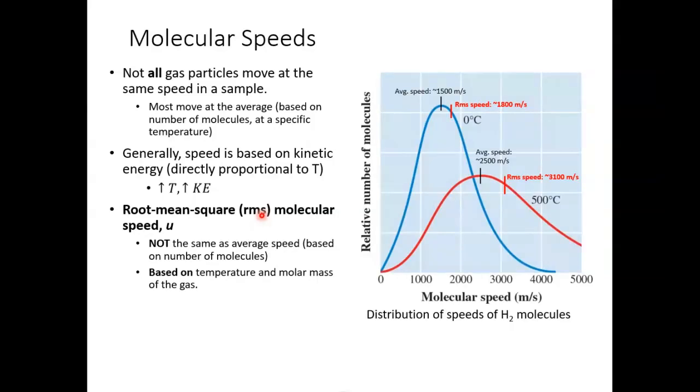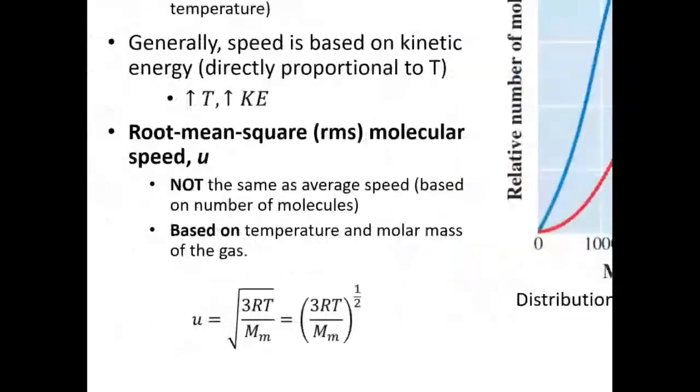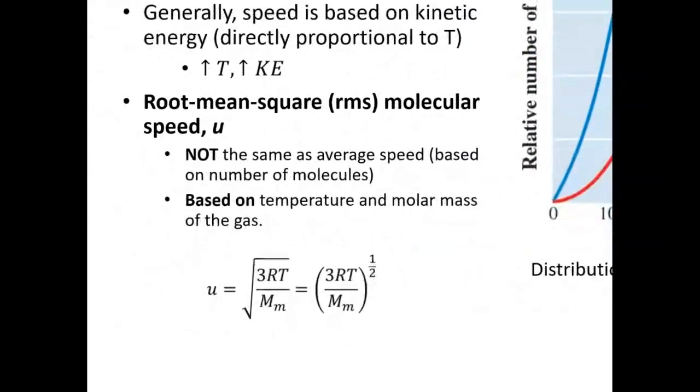So this formula is on your useful equation sheet, but here it is. The u right there is the symbol that we use for RMS speed. RMS speed is equal to the square root of 3 times R, which is the gas law constant. However, I'm about to show you we're using a different value here.